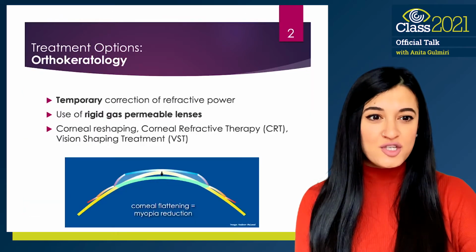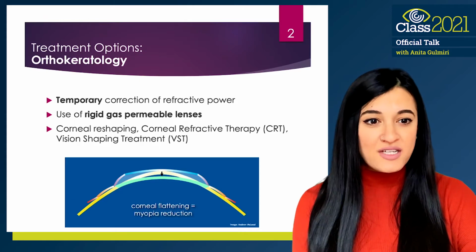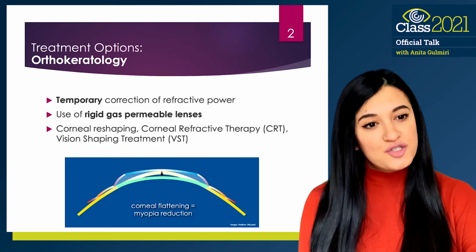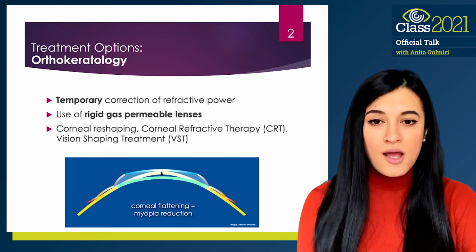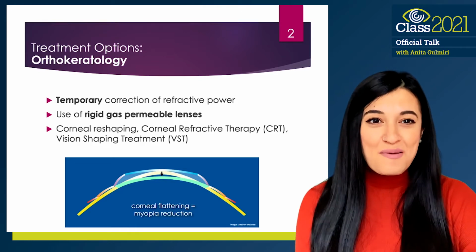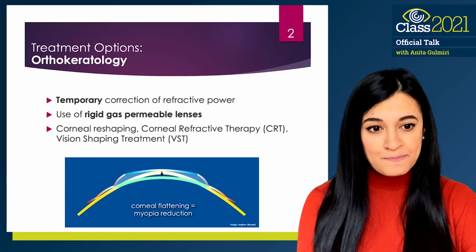So orthokeratology works to temporarily correct refractive error. A rigid gas permeable contact lens is worn overnight to reshape the corneal curvature so that during the day there's little to no dependence on refractive correction. More often than not, we're using this type of treatment to correct for myopia, but it can be used to correct for hyperopia and in some cases even presbyopia.